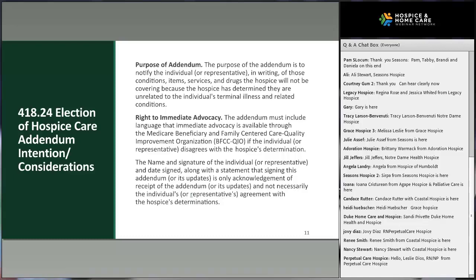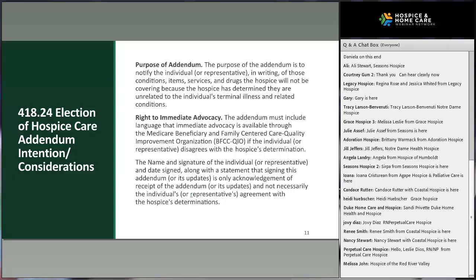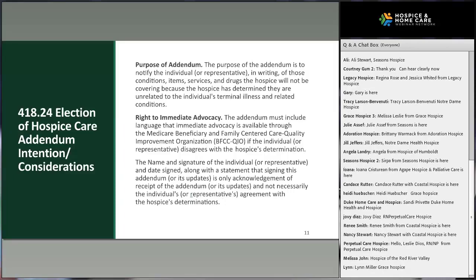But now with the addition of the addendum, that clearly needs to be defined if something is not covered by the hospice, and that is in the addendum. So the addendum must include language that the immediate advocacy is available for the patient and or representative should they not agree or have questions about what is covered or what is not covered. And that goes back to the Family-Centered Care Quality Improvement Organization.